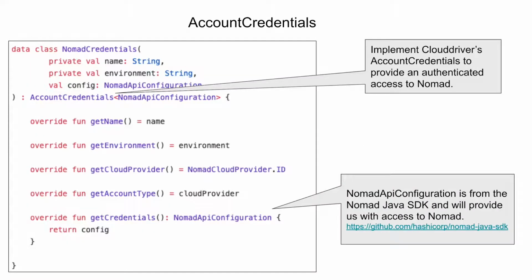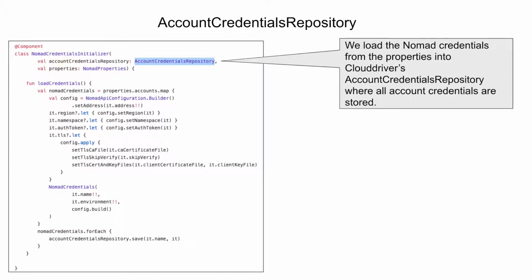Account credentials is a Clouddriver interface that allows us to authenticate with the cloud provider. Ultimately, you use these to get some kind of client, whatever you need to interact with that cloud provider's infrastructure and manage the infrastructure there. In this case, we're supplying a Nomad API configuration, which comes from the Nomad Java SDK, and this is what we use to get access to Nomad. You put all of your credentials for all cloud providers in an account credentials repository. So this component reads the credentials in from our properties and populates the passed in account credentials repository.